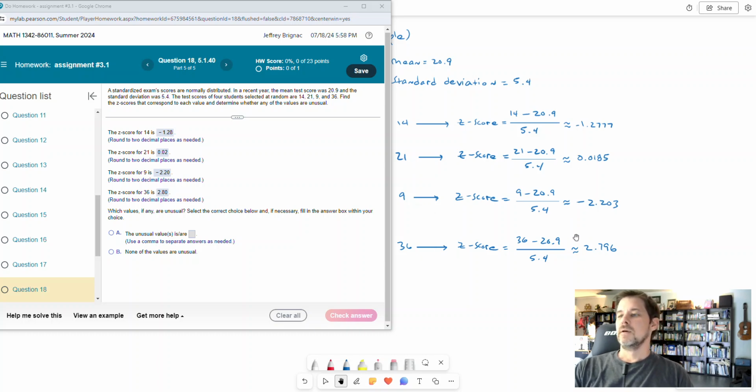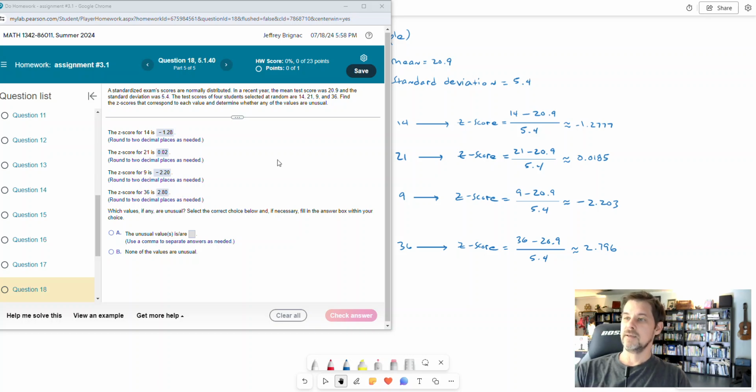Now a few comments about that. First of all, the z-score for 36, when I used my calculator, was 2.796. When I round that to 2 decimal places, because the 6 is one digit to the right of the 9, I would have to bump the 9 up. And that would bump the 7 up, so I get 2.80, rounding that to 2 decimal places.